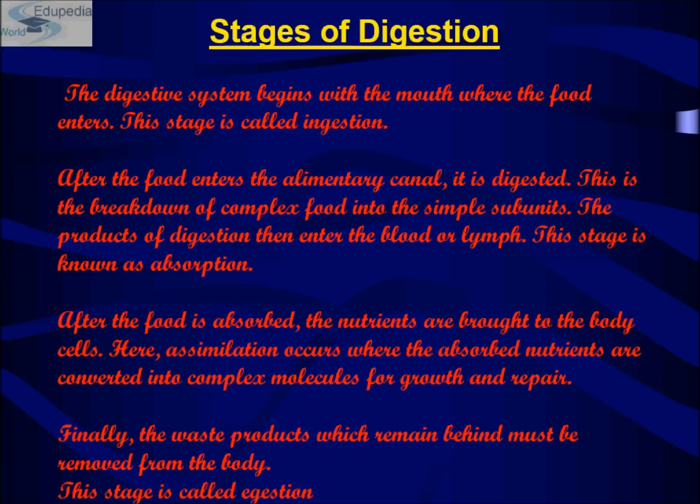Once the food is ingested into the mouth, the action of the upper and the lower jaw crushes and grinds the food. This process is called mastication. So what's the first step? The digestive system begins with the mouth where the food enters. This stage is called ingestion.